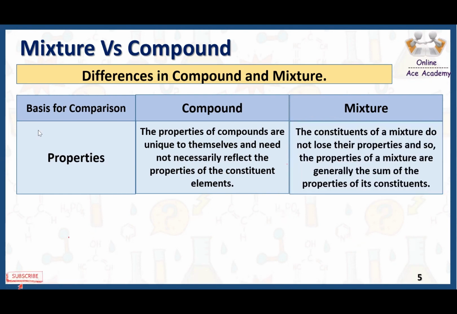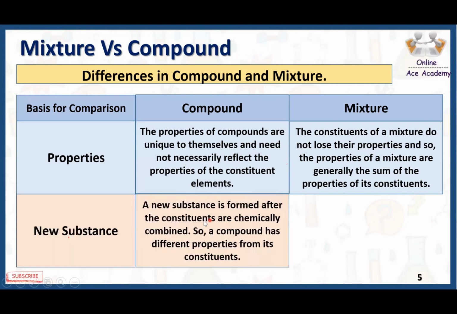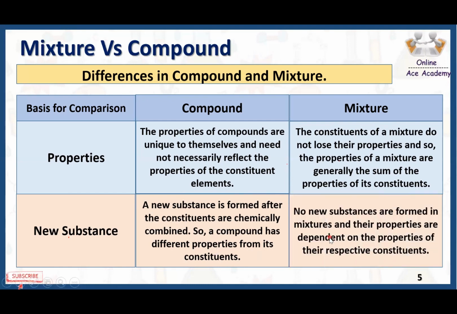In a mixture, the constituents do not lose their properties, and so the properties of a mixture are generally the sum of the properties of its constituents. Say, for example, we have pebbles inside the water. The pebbles have their own properties and water has its own properties. Still, they are a mixture. A new substance is formed after the constituents are chemically combined, hydrogen and oxygen. Both elements join together, and as a result, we get water. So, the compound has different properties from its constituents. No new substance is formed in a mixture, and the properties depend on the properties of their respective constituents.